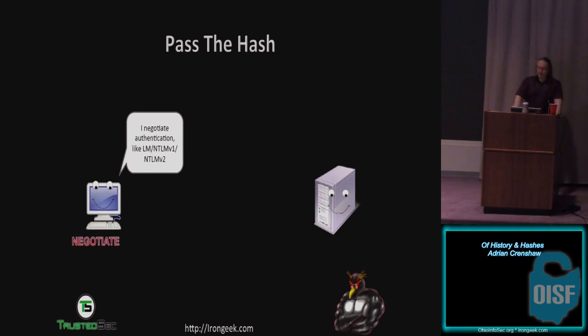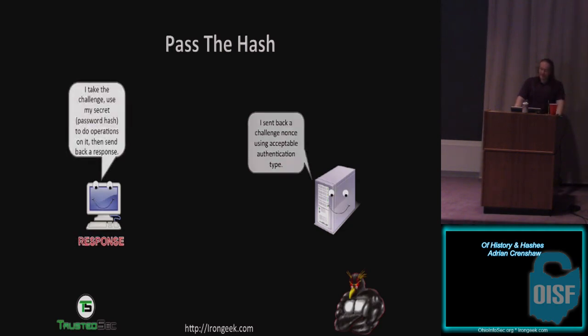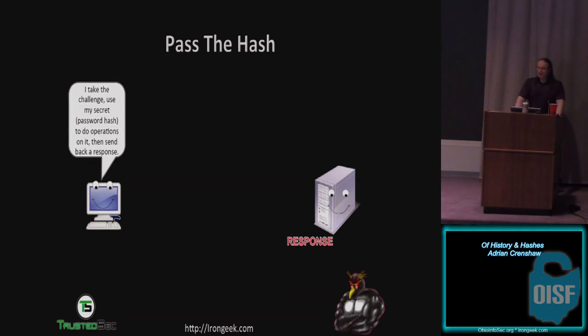Let's say the two boxes negotiate how they want to do the authentication. Once it's agreed on, a challenge is sent to the client. Using a shared secret that both the client and server know, a mathematical process is used on that nonce, that challenge, and then sent back. If they both compute the same response, the server is obviously going to think, okay, he must know the password. But in reality, the shared secret actually was the hash. So if you have the hash on this system, and it matches the hash for the same account on this system, you'll get in.